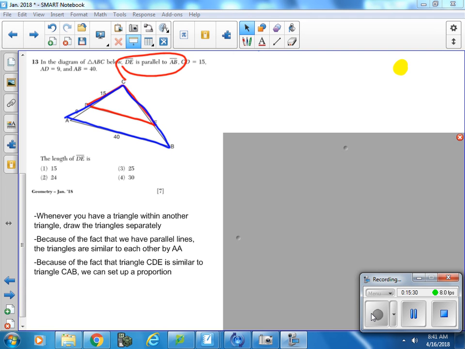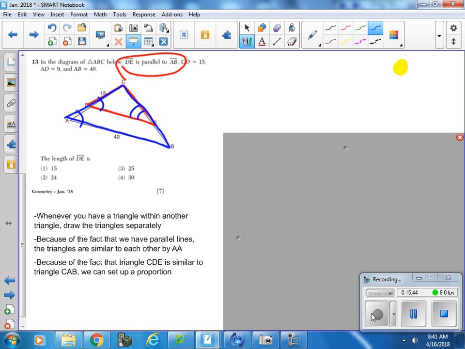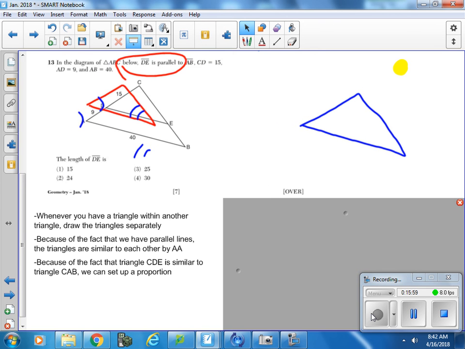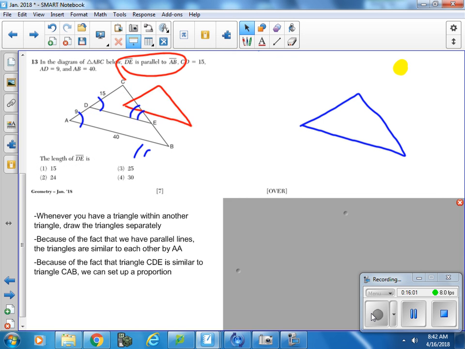Okay, so hopefully you drew the triangle separately. Because of the fact we have parallel lines, that's going to mean that these angles here are the same. Okay, and so we can say that those triangles are similar by angle. And so that'll allow us to set up a proportion. So let's go ahead, I'm going to move this out. And I'm going to move this out here, this red one. All right, so now I have two triangles here.